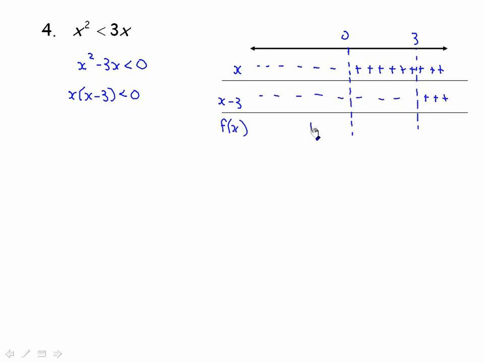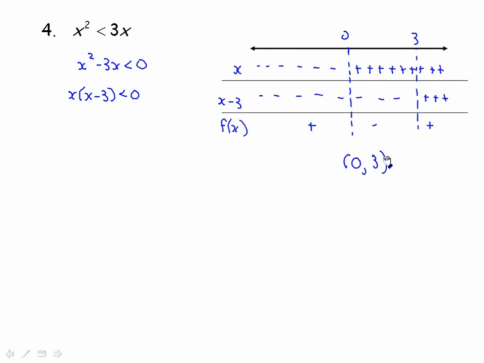So f of x is positive there. Negative, positive. So you're seeing the same pattern. We want it to be negative. Now this is an open interval, so we're going to be from 0 to 3, open.